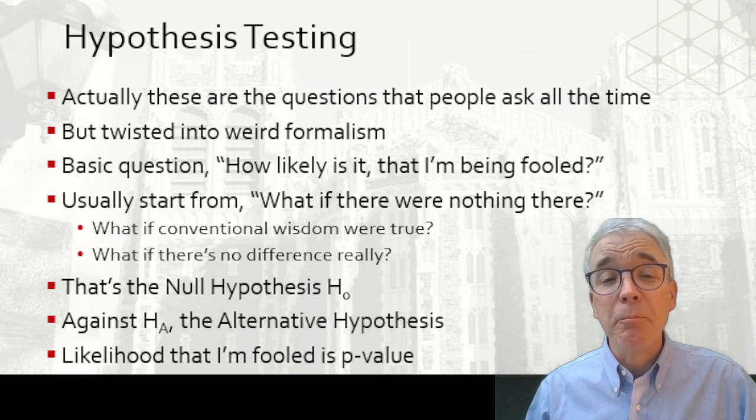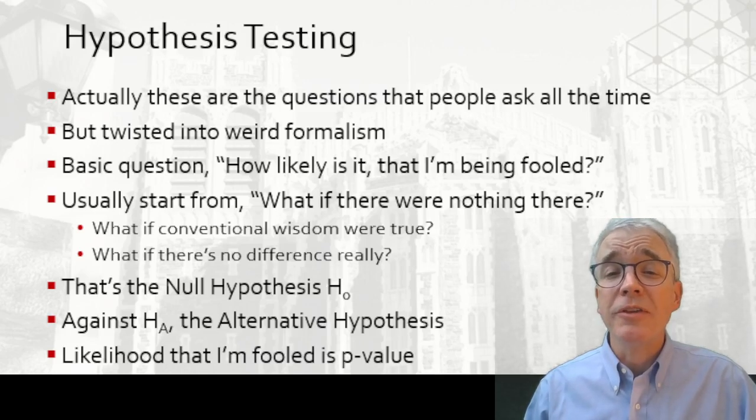Our little ape brains, from millions of years of evolution, have gotten good at seeing patterns in the world, even when there's nothing actually there. It's easiest for us to be fooled. So we start by asking, well, what would I expect to see if there were nothing there, if there were really no pattern, just randomness? If conventional wisdom were true, or if there were really no difference, well, that's what we call the null hypothesis. We ponder the question, what would I see if the null hypothesis were true?